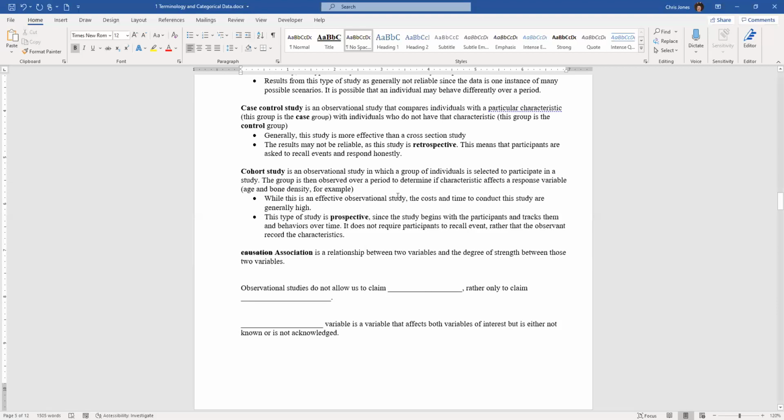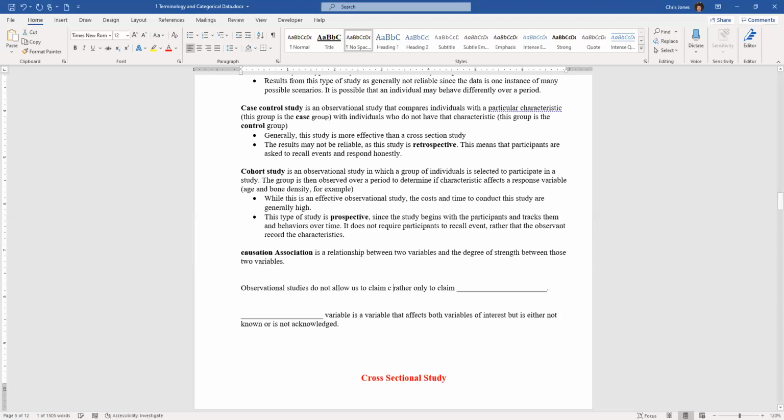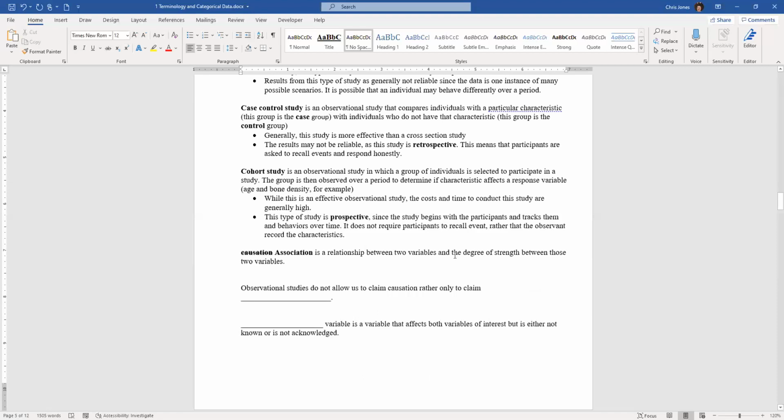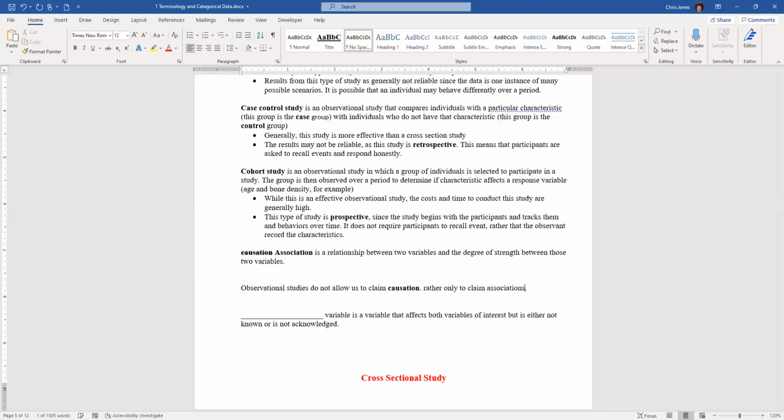So again, observational studies do not allow us to claim causation. Okay, so we cannot say that over time, GPAs tend to get lower as courses get more difficult, okay? We can only say that the data suggests that that happens to a sample, okay? So we can only claim associations. All right, so be careful with your terminology whenever you're trying to do some sort of observational study. You always want to use the word association instead of causation.